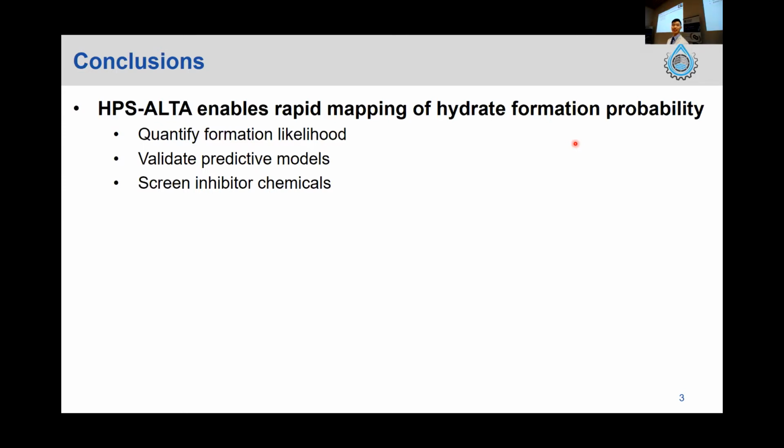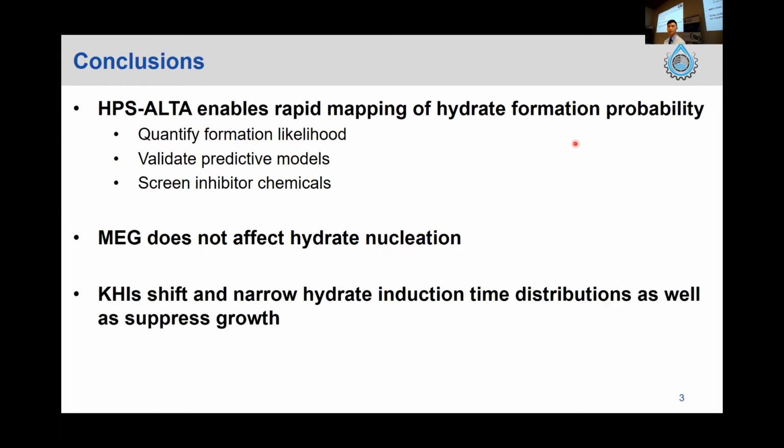We have validated some hydrate-specific nucleation models, and we can screen inhibitor chemicals very efficiently, such as MEG and KHI. We have done some experiments in an uninhibited system, and then if we add MEG into the system, we found that it does not affect hydrate nucleation. In fact, it acts purely as a thermodynamic hydrate inhibitor, such that it shifts the phase equilibrium, and that's it. In contrast, if you have KHI in your system, it shifts and narrows your hydrate induction time distribution such that it delays nucleation as well as suppresses growth.